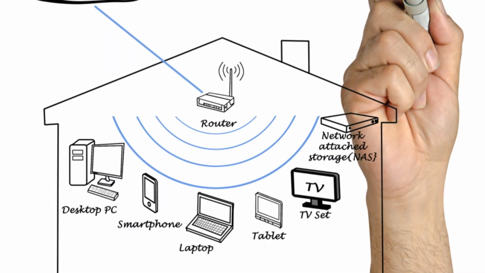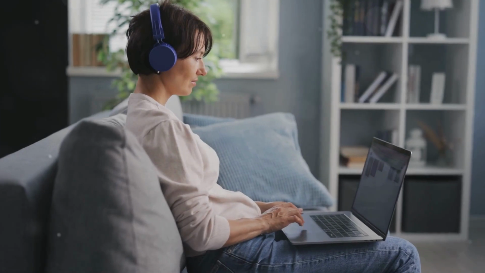Let's imagine different sizes of networks. The smallest is a personal area network, or PAN. Your Bluetooth headphones connected to your phone? That's a PAN. It's just for you, within arm's reach.